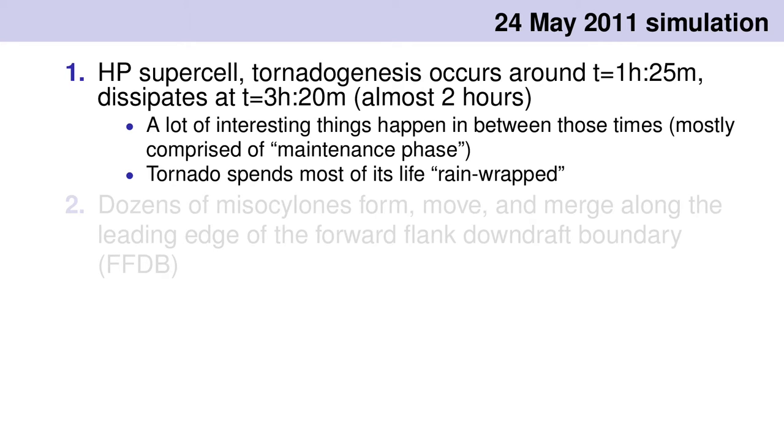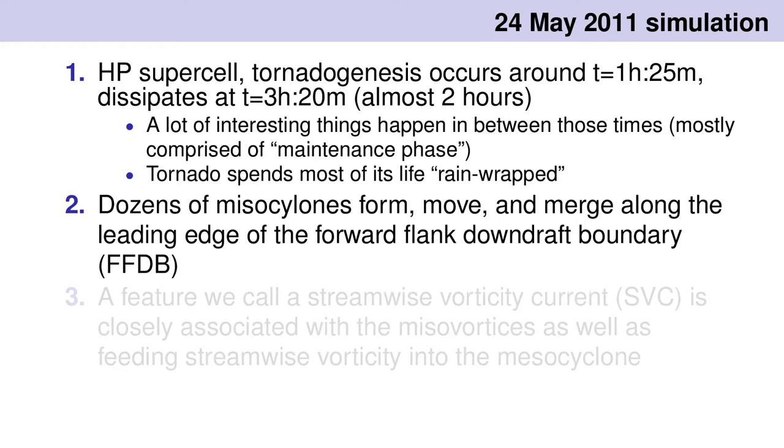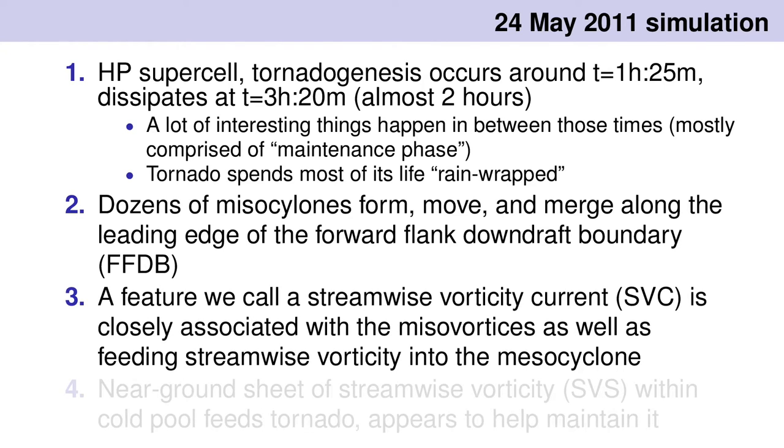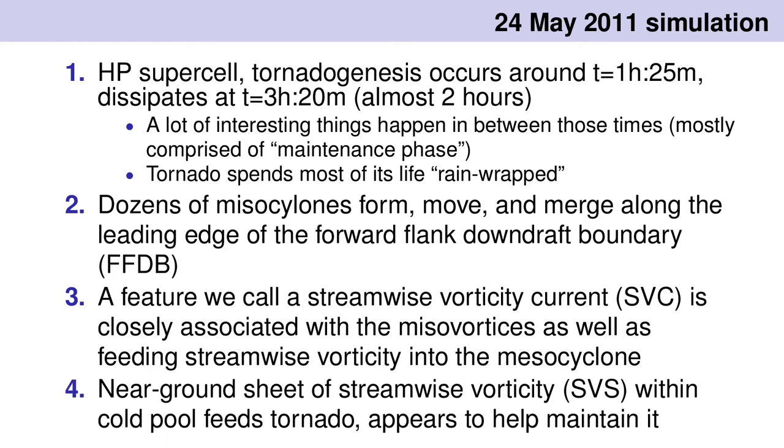So the tornado itself, you can't see it too well if you're trying to observe a storm like this observationally. You see lots of mesocyclones. These are basically small, tiny vortices that are kind of tightly wrapped up, and they move and merge along the leading edge of the forward flank downdraft boundary. I'll show you this shortly. We've identified a feature. Again, this wouldn't have been possible without looking at this in three dimensions. We're calling it the streamwise vorticity current. It seems to be associated with these vortices, but it also is helping to drive the mesocyclone.